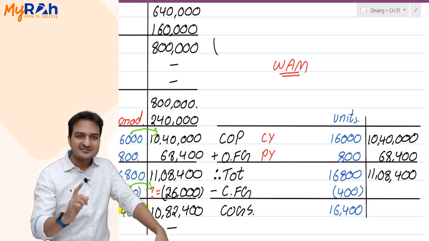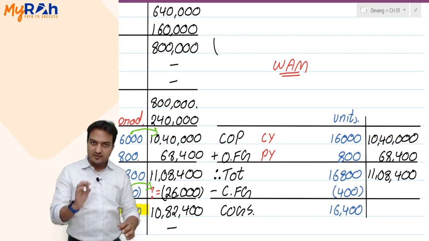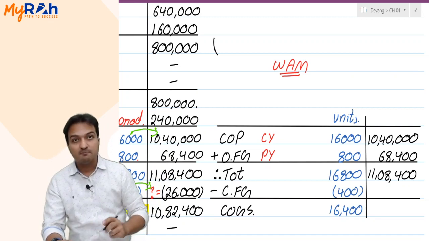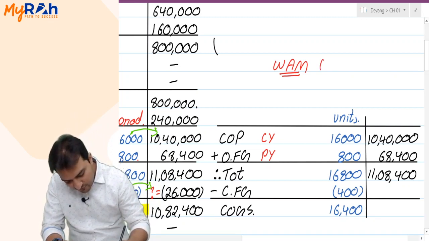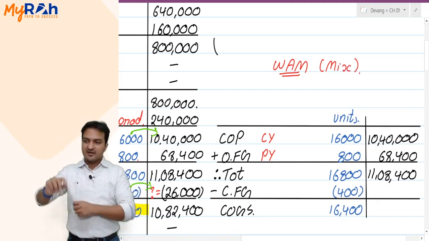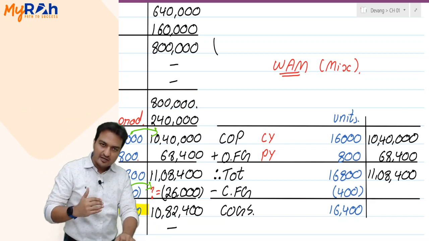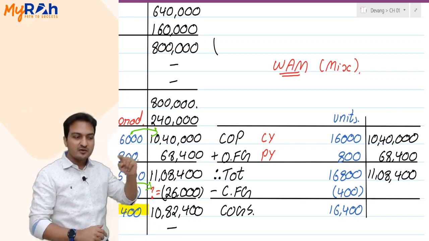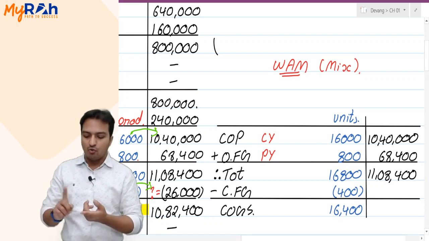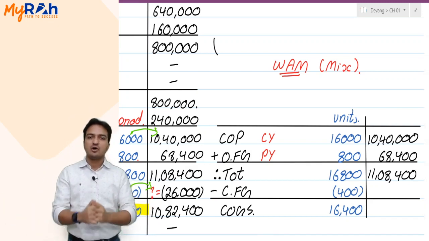The only reason I'm giving so many examples was just to deliver one concept to you: the weighted average method is a method where consumption happens from the mixture. In the FIFO method, opening units are sold out first. In the LIFO method, current year units are sold out first. But in the weighted average method, what is sold is not out of the opening units first, not out of the old stock or new stock. What is sold is out of the mixture.